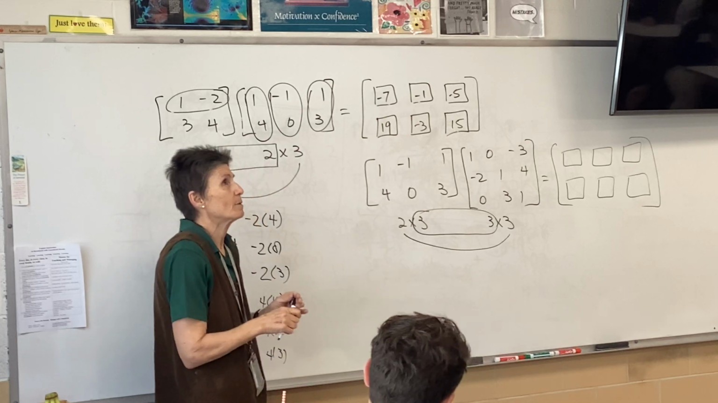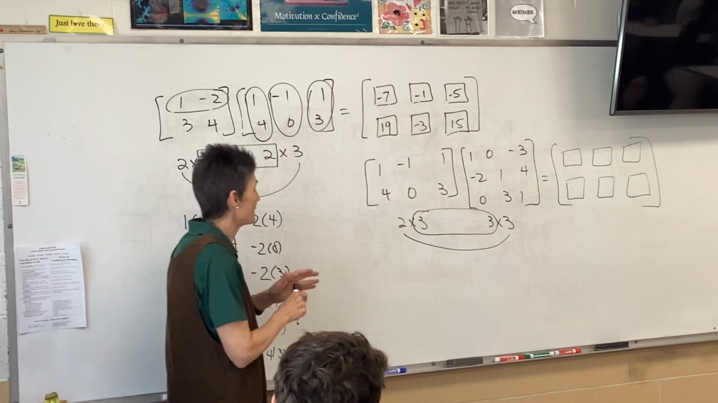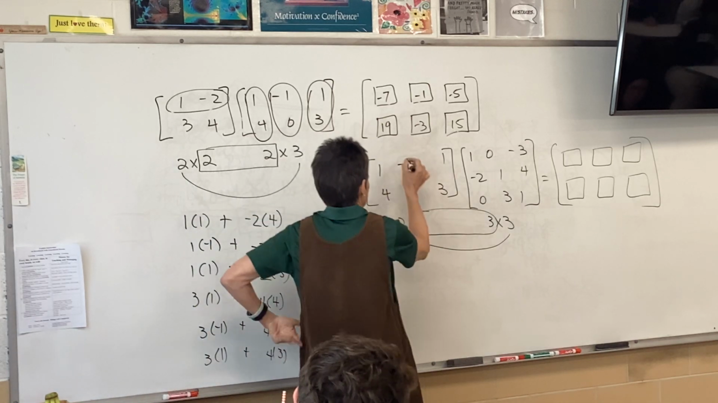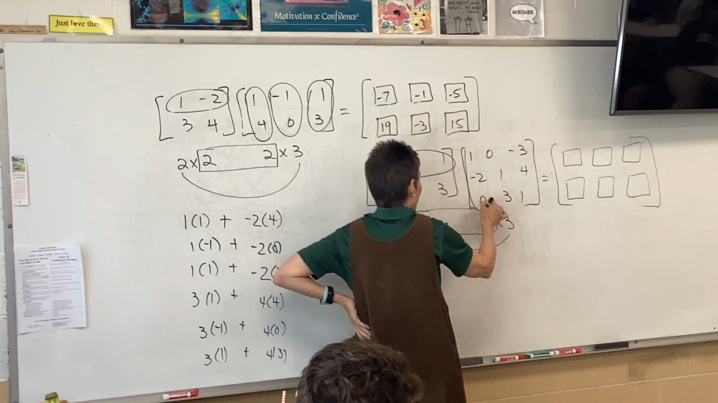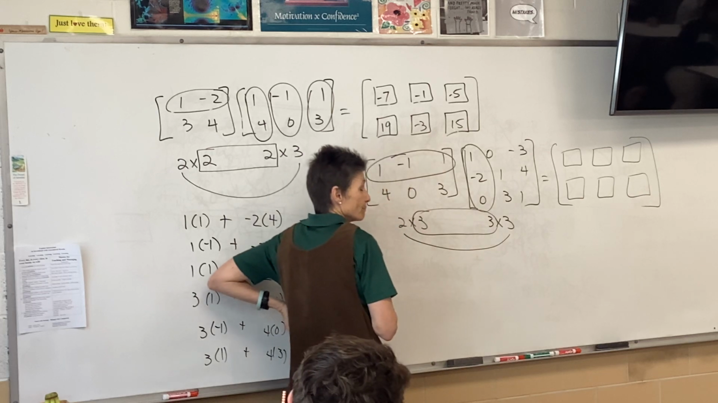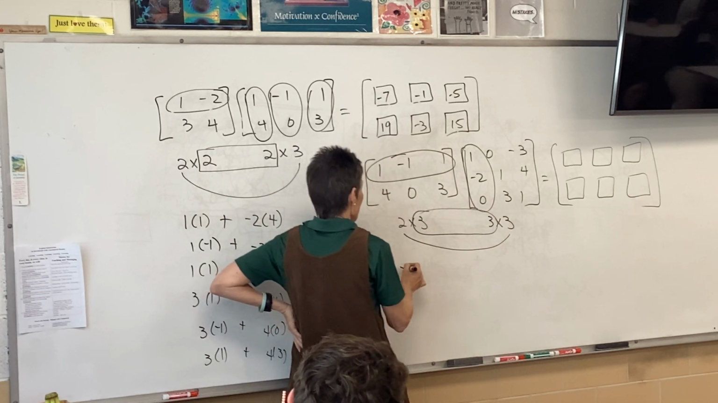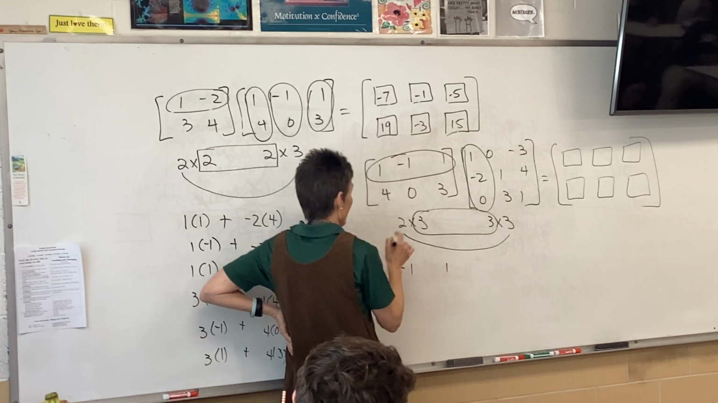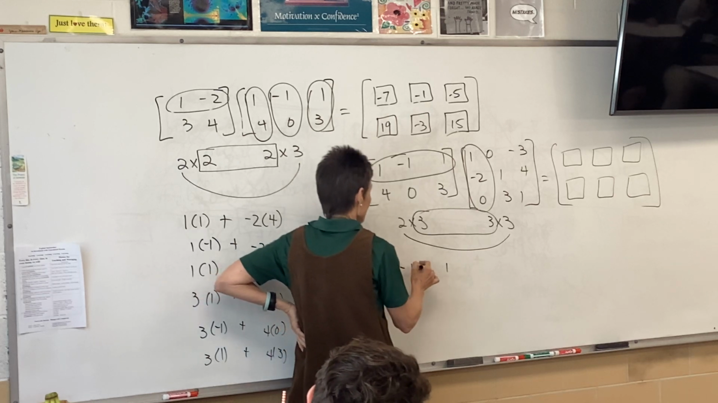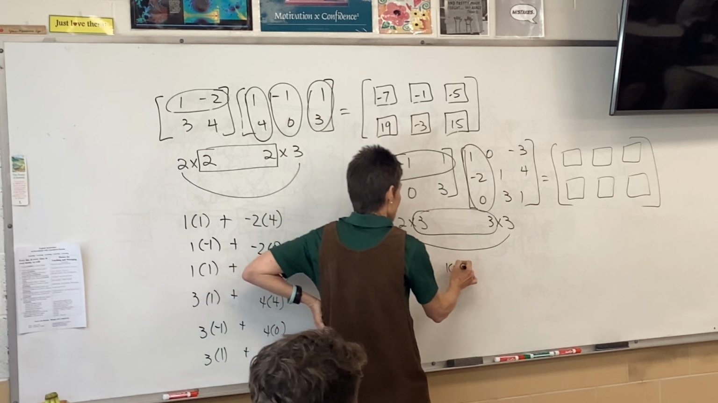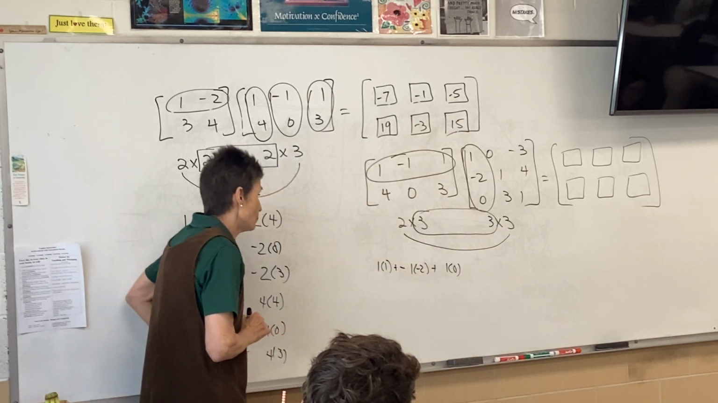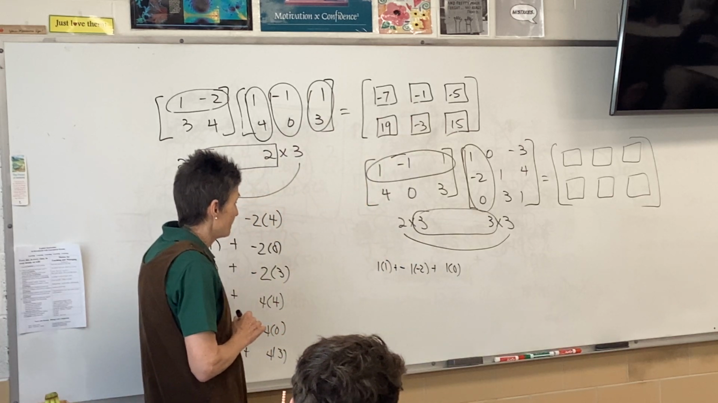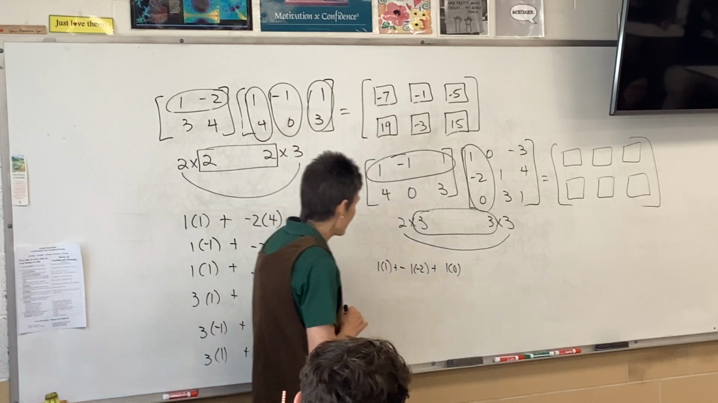It's so easy to make careless mistakes, so be careful. But remember, it's row times column. So it's 1, negative 1, 1, that's my row, times 1, negative 2, 0, that's my column. And I'm going to add those up. 3.